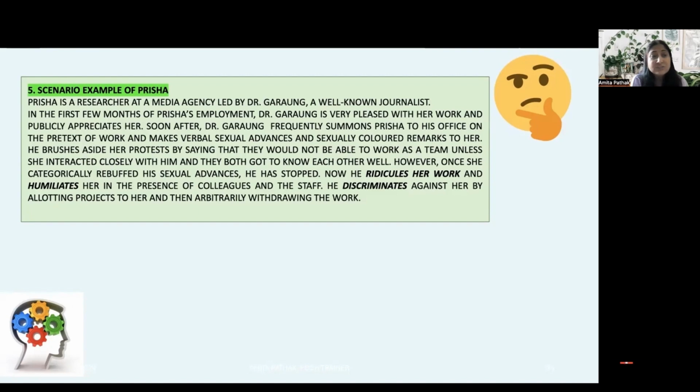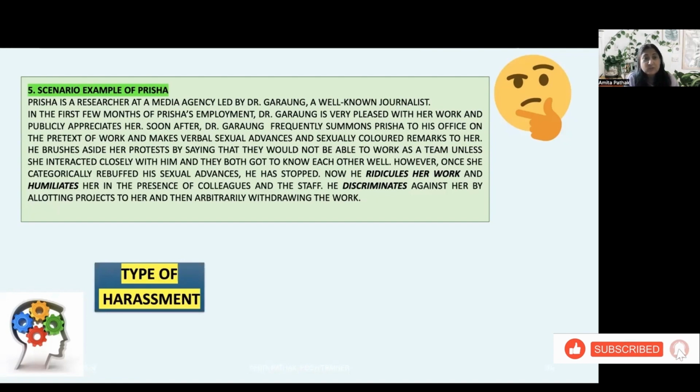However, once she categorically rebuffed his sexual advances, he has stopped. Now he ridicules her work and humiliates her in the presence of colleagues and the staff. He discriminates against her by allotting projects to her and then arbitrarily withdrawing the work. So, dear friends, what type of harassment is this? Let us see.